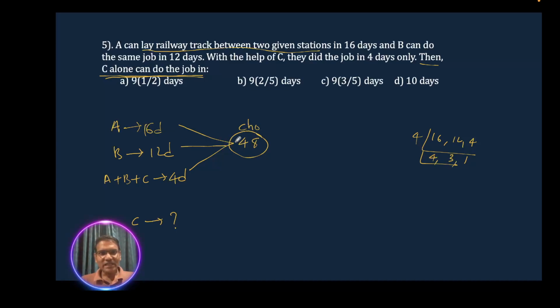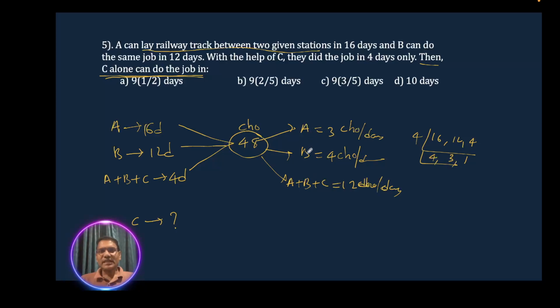Now A can eat 48 chocolates in 16 days. Now A's capacity is 48 by 16, 3 chocolates. 3 chocolates per day is the capacity of A. B's capacity is 48 chocolates in 12 days. B can eat 4 chocolates per day. Now A, B, C, all three together can eat 48 chocolates in 4 days, so that capacity is 12 chocolates per day. Okay, 12 chocolates per day.